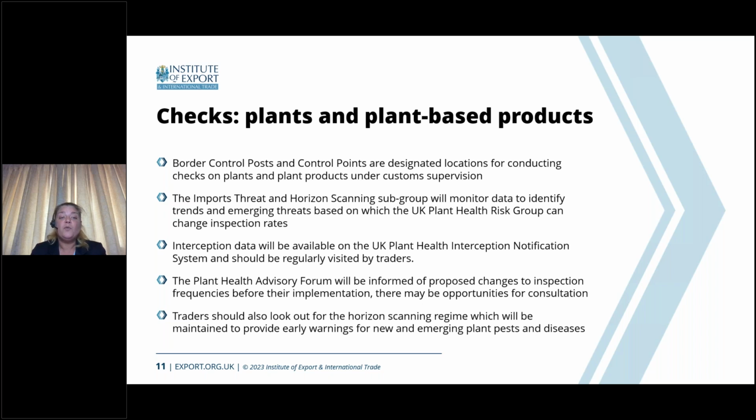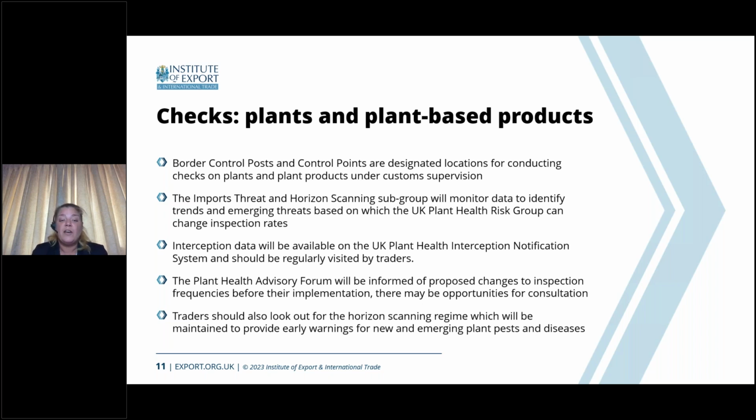So within the border control posts and control points, these are designated locations for conducting the checks. The other thing to note with this is that current border control posts with their designated areas of responsibilities may be amended and slightly changed in the TOM model, in the draft version, and some of the port delivery points that weren't available for phytosanitary previously may now be available for phytosanitary. So that may well open up other avenues of supply chain for your business.